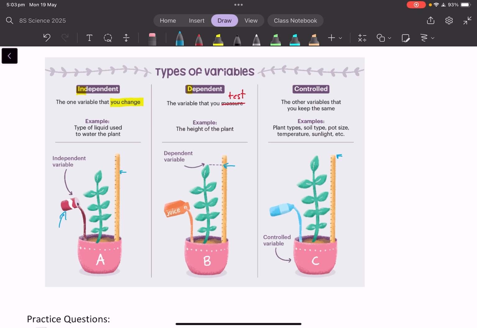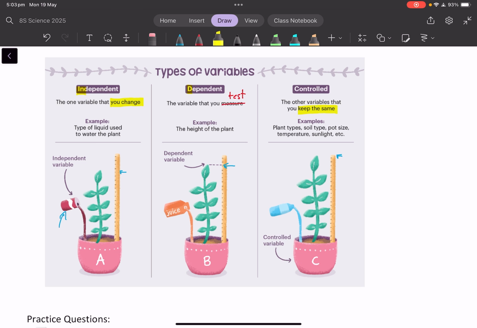Next, we have the controlled variable. Now, the controlled variables are all of the variables that you keep the same. It's super important that you keep everything else the same except for your independent variable. Everything else should be kept the same, right? You are testing your dependent variable, you are changing your independent variable, but everything else stays the same.